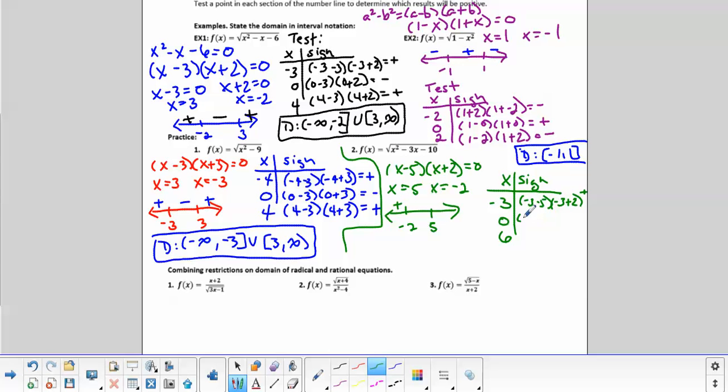Okay, 0 minus 5 and 0 plus 2. Negative times positive equals negative. This section's negative. 6 minus 5, 6 plus 2. Those are both positive. So positive times positive is positive. So my answers are here and here. Negative infinity to negative 2, and 5 to infinity.